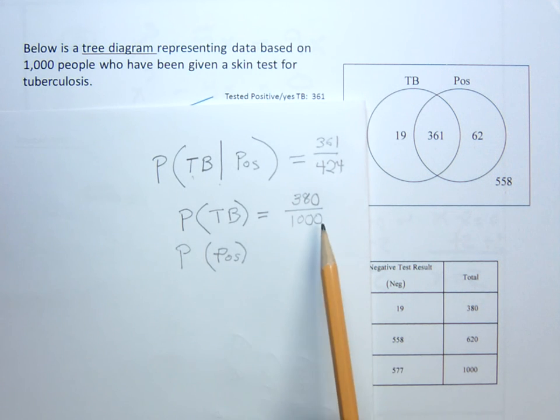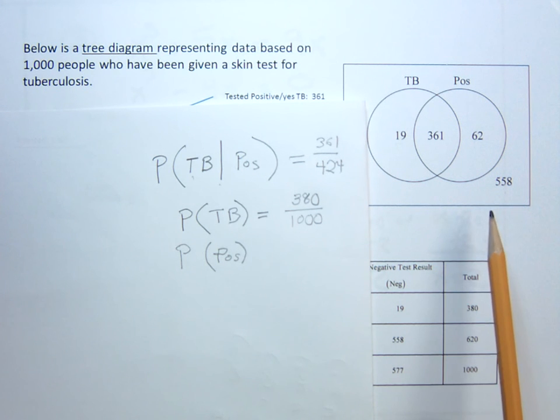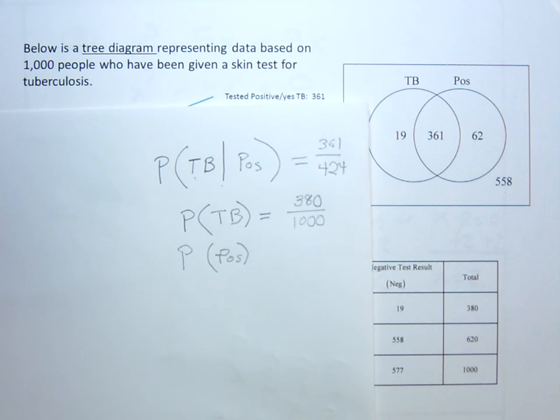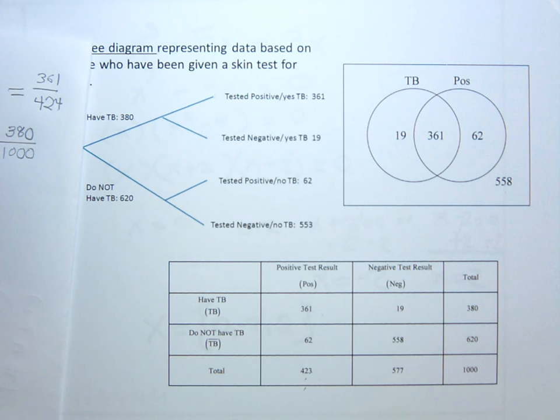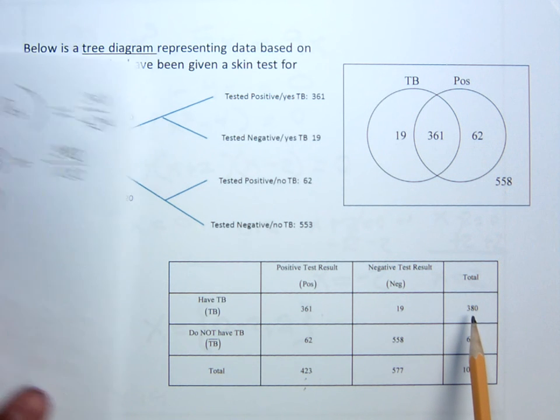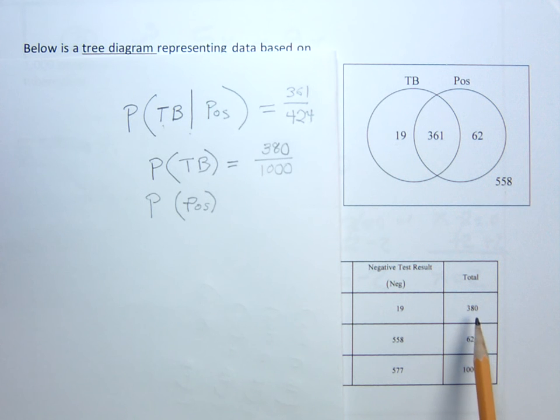But let's go back to this one for a second. We said that we could find it using either this Venn diagram, or the table, or the tree diagram. Well, we should get the same answer, 380 over 1,000. If we use the table, and we want the probability that someone has tuberculosis, we have to look in the row that has tuberculosis. There are some people that have tuberculosis that test positive. There are some people that have tuberculosis that test negative. But if you add those up, you get all 380 people that have tuberculosis. But that's just going to be our numerator. Our denominator is how many total people in our sample space, which is 1,000.